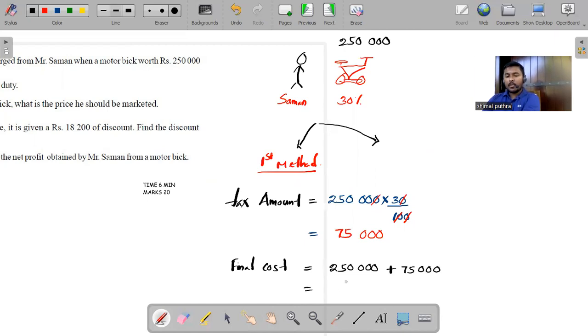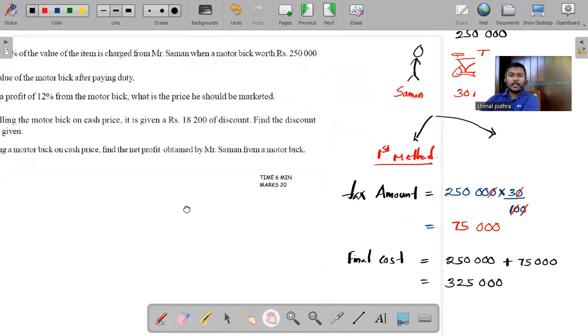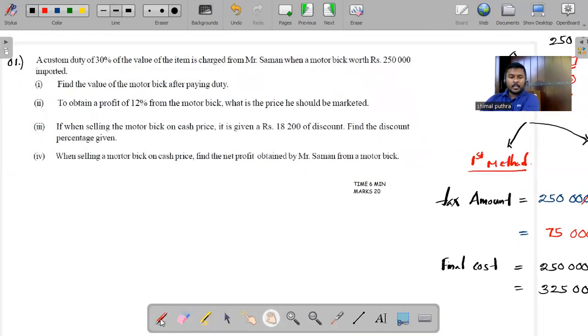Then the final cost of this motorbike is 250,000 plus 75,000, which is equal to 325,000. This is the actual cost that has been paid by Mr. Saman. So we did the first question, find the value of the motorbike. Second one, to obtain a profit of 12% from the motorbike, what is the price he should mark?